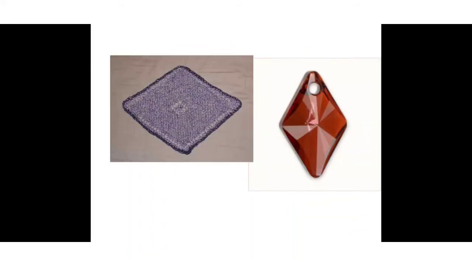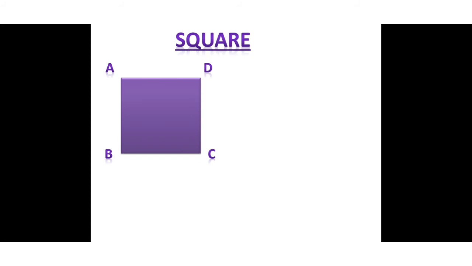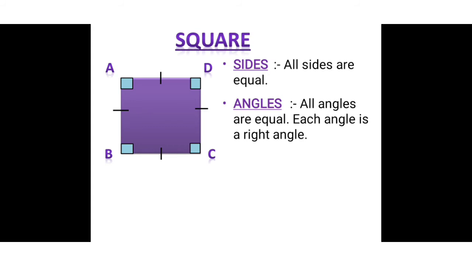So some of the objects that we come across in our real life which have a rhombus-like shape: you look at the piece of cloth here which is like a rhombus, a diamond which is in the form of a rhombus here. The next quadrilateral is a square. Square has all sides equal, which is similar to rhombus.